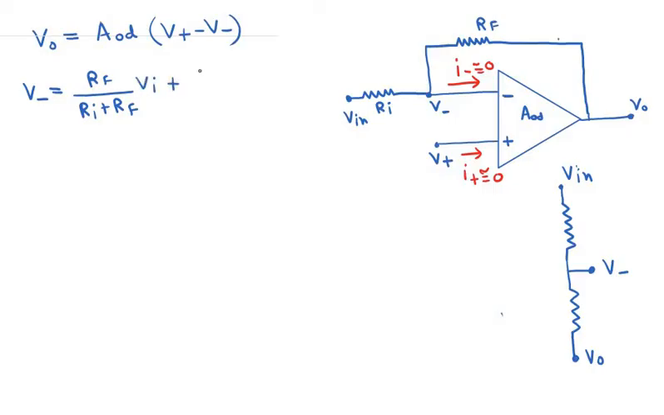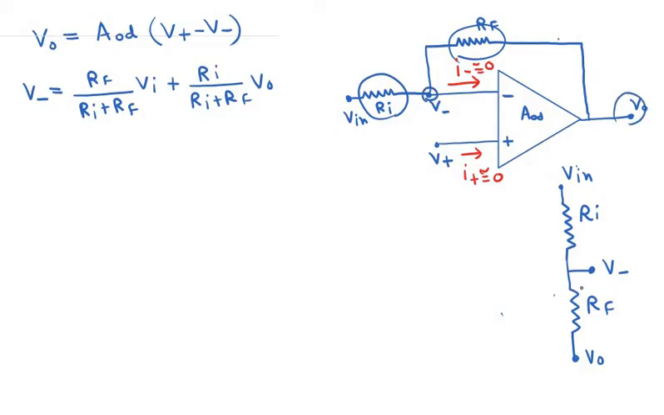Vi plus Ri divided by Ri plus Rf V0. Okay, so this is Ri and this is Rf. Okay, this Ri here and this Rf here. So Rf is basically connected between this V minus and V0. So here also Rf is basically connected between V0 and V minus, and this Ri over here is connected between V in and V minus. So here also Ri is connected between this V in here and V minus over here. Okay, so this is actually the correct equivalent diagram.